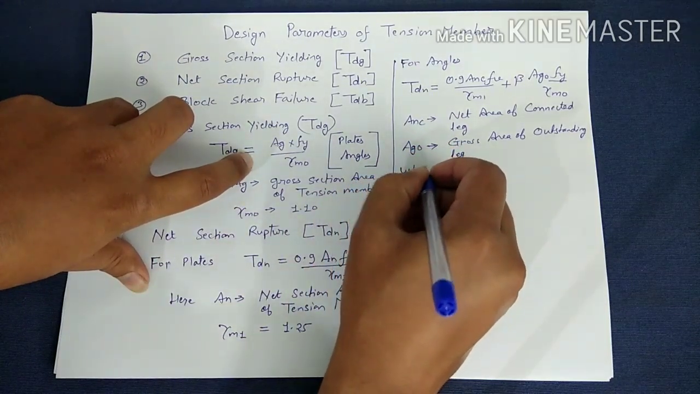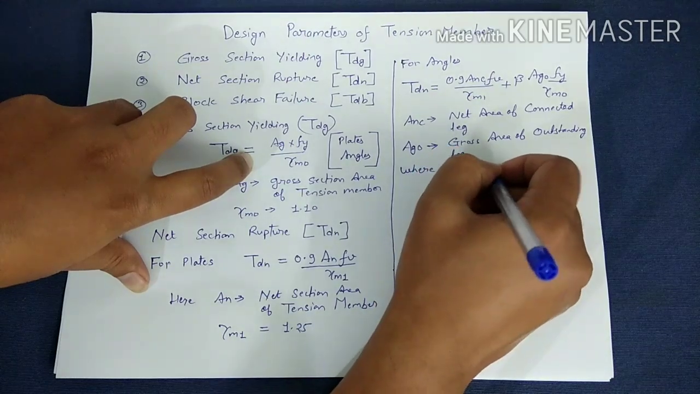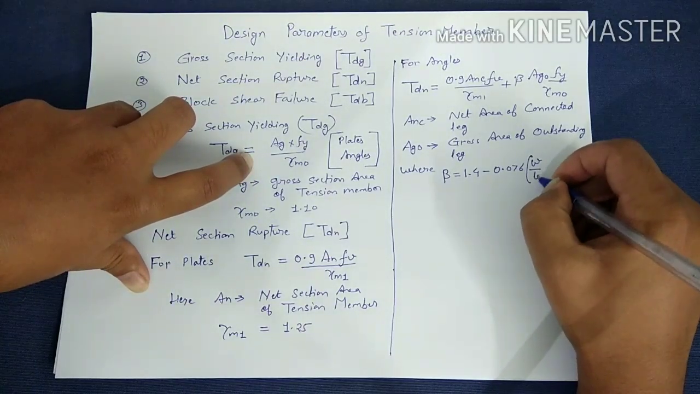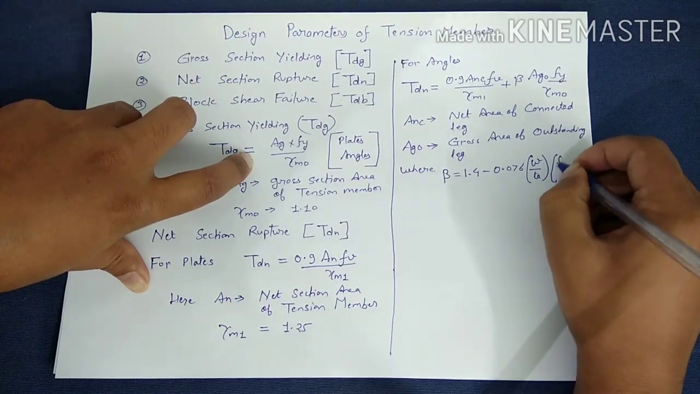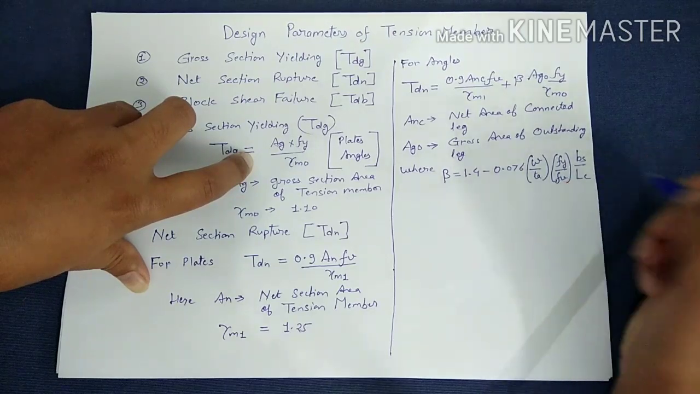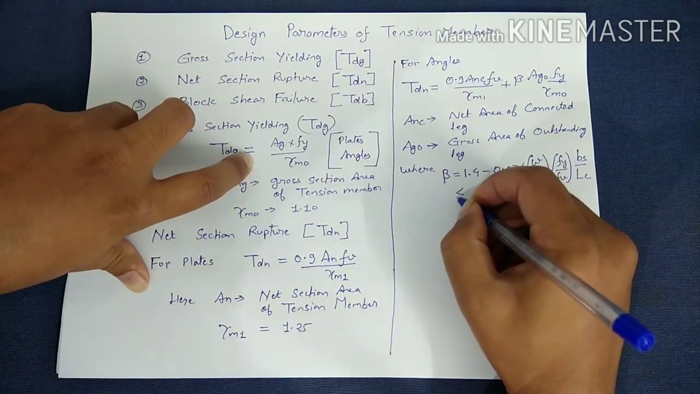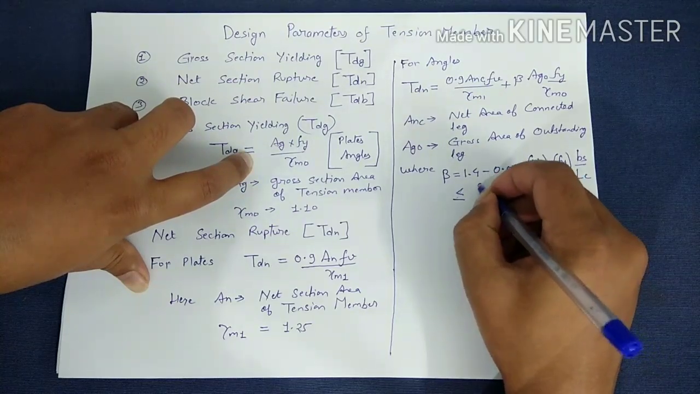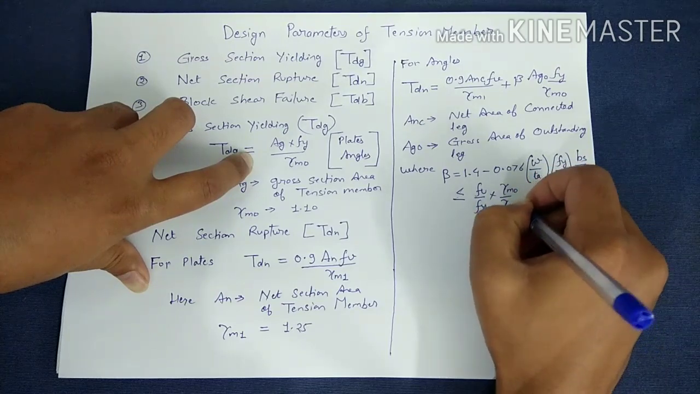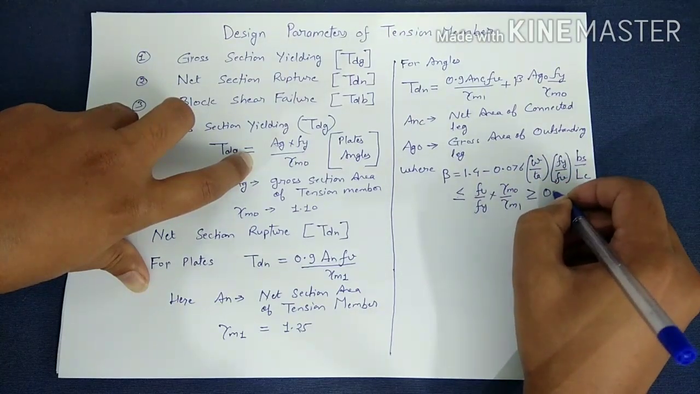Where beta is 1.4 minus 0.076 small w upon TA, Fy upon Fu, Bs upon Lc, and beta should be smaller than or equal to Fu upon Fy into gamma m0 upon gamma m1, which should be greater than or equal to 0.7.